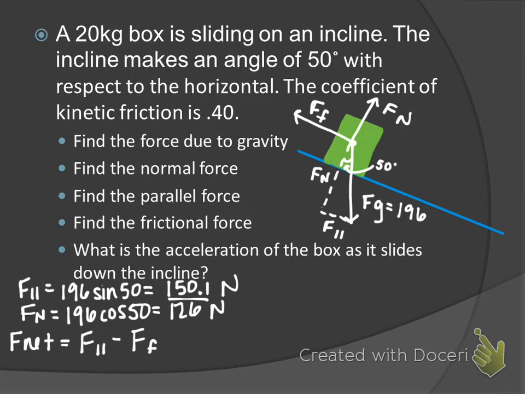Okay, and I knew there was friction because it gave us the coefficient. It didn't specifically say the frictional force is such and such, right? It gave us the coefficient. That should be like a little red flag that tells you, hey, I have friction I have to take care of. So if I start putting in numbers, I could say parallel is 150.1. Friction, I take the coefficient, 0.4, times my normal force, which is 126. And my mass is 20, and I solve for a. Okay, that's it.